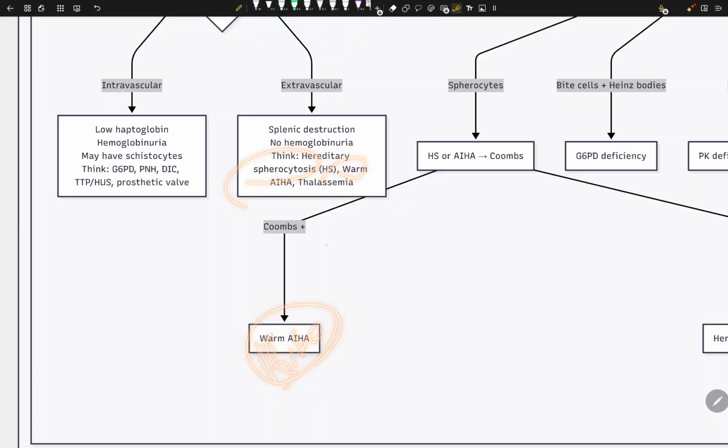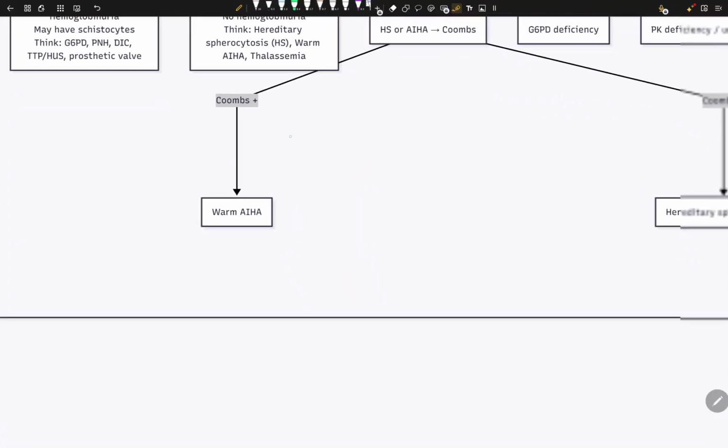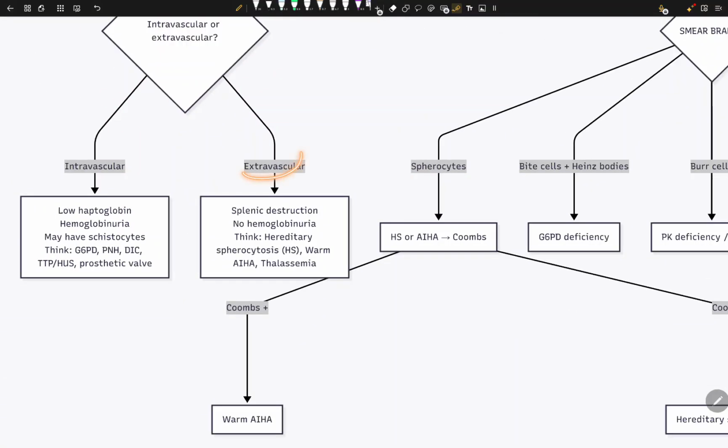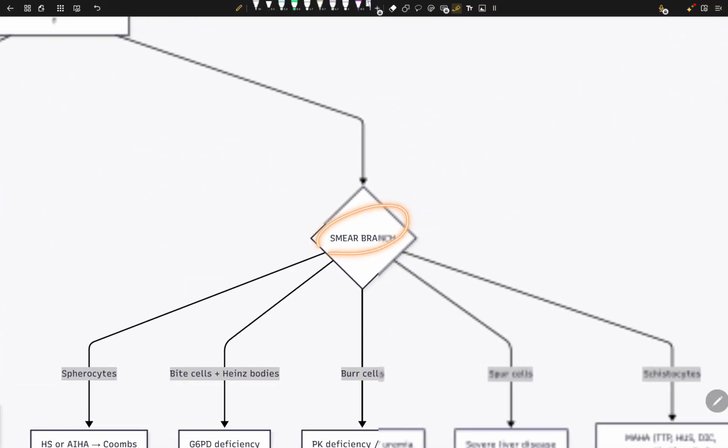Warm AIHA. Why is it warm? Because it's in your chest. We have IgG. Then we have cold AIHA. What is cold? We have IgM. Don't want to think about it right now. So extravascular hemolysis, bleeding inside the spleen. Simple stuff. We don't have heme spillage there. Important to know. Okay, smear.